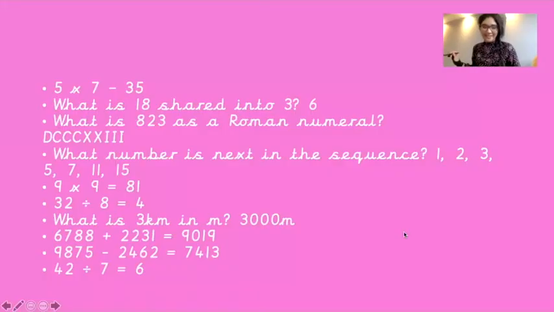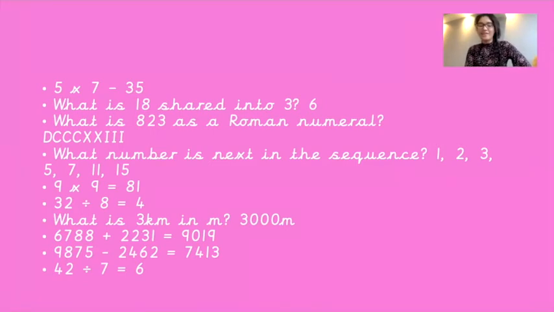Here are your answers. 5 times 7 equals 35. What is 18 shared into 3? 6. What is 823 as a Roman numeral? D, C, C, C, X, X, I, I. What number is next in the sequence? 1, 2, 3, 5, 7, 11, 15.